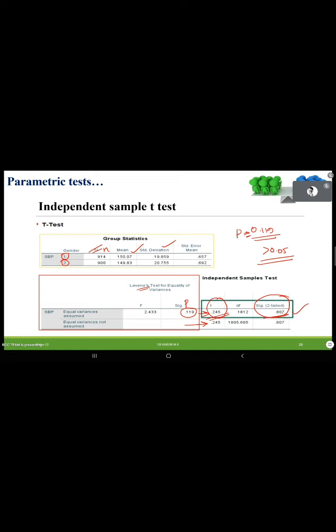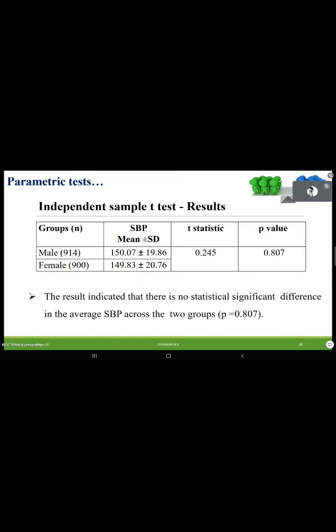See here, when I reported like this. Instead of just copy-pasting the SPSS result, you are supposed to report the result like this whenever you have values. For example, for the result of independent sample t-test, what are the groups, males, females, how many samples were there. N is equal to 914 in this group. Here it is 900, with the mean and standard deviation. At least 2 digits should be there after the decimal point.